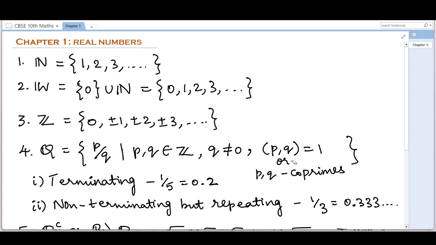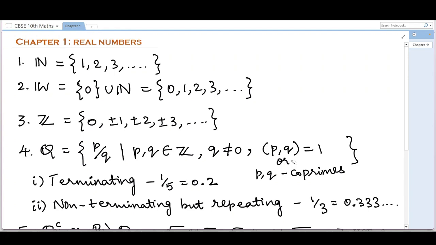Number one, set of natural numbers, which is denoted using the notation capital N. This set consists of the numbers 1, 2, 3, etc. up to infinity. The second one is set of whole numbers. Along with the natural numbers, if we include 0, then we will be resulted with set of whole numbers. Third one is set of integers. Along with natural numbers, if we include 0 and the negative of all the natural numbers, then we will be resulted with set of integers.